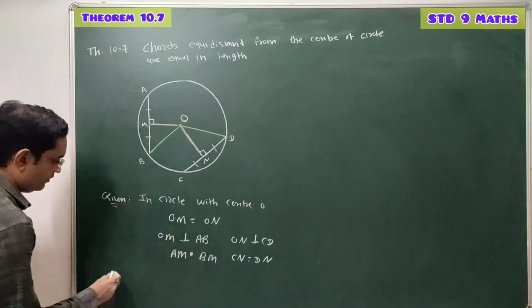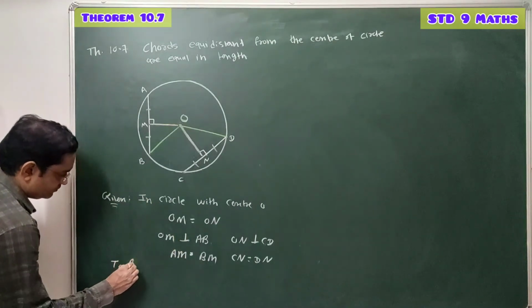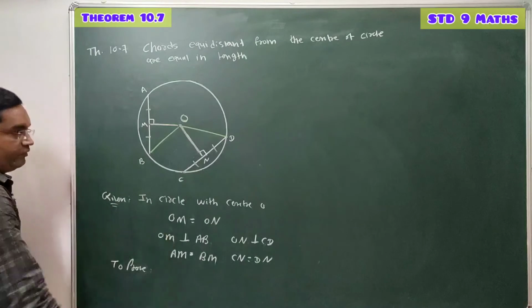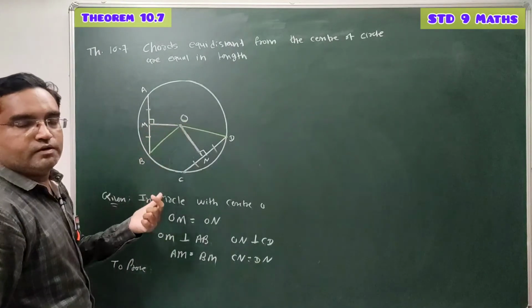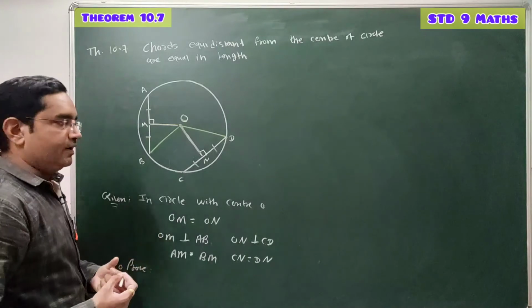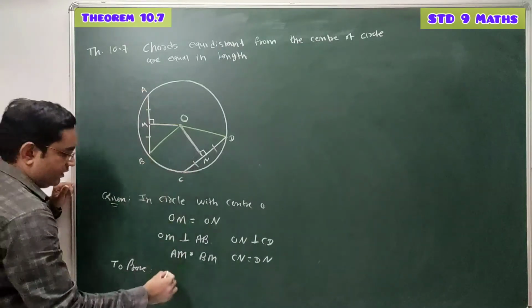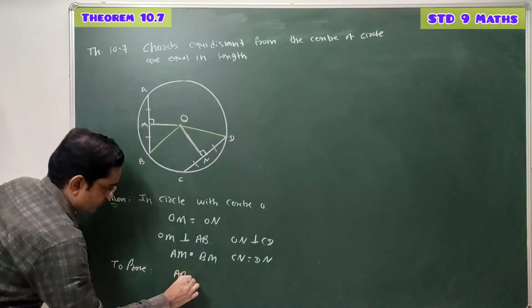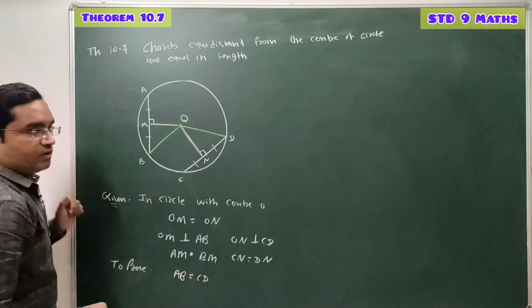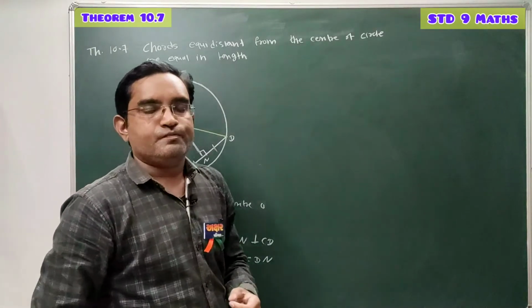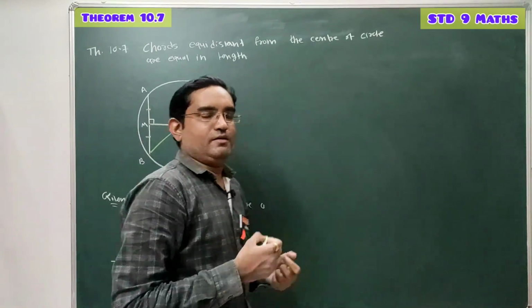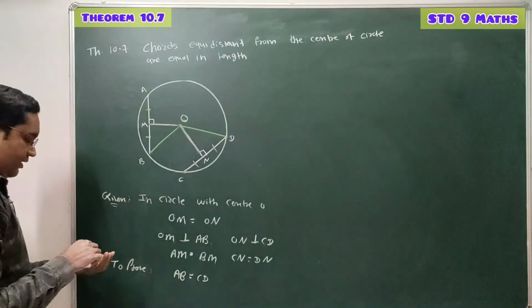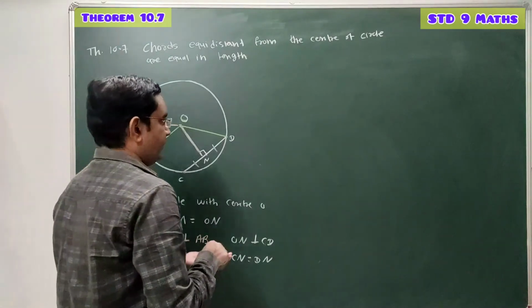Under this condition, we have to prove what? That the chords are congruent, that the chords are equal in length. So AB and CD are both equal. The lengths of these two chords are equal if their distances from the center of the circle are equal. Clear, students? This is our given and to prove. So let's start with our proof.